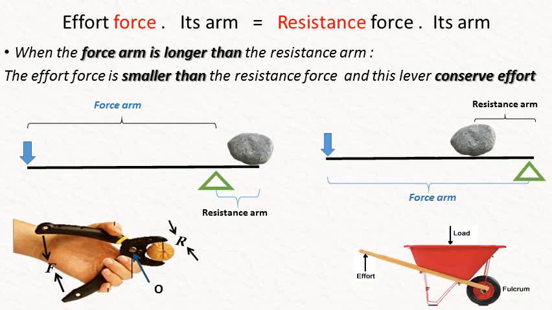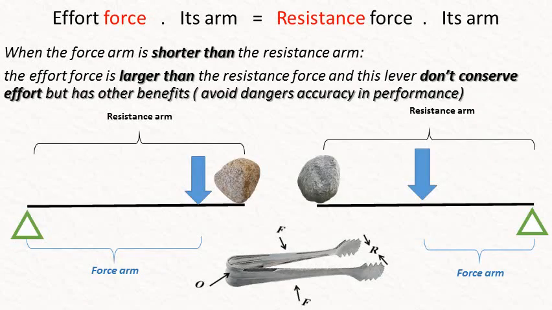Okay, when the force arm is longer than the resistance arm, the effort force is smaller than the resistance force, and this lever conserves effort. For example, a nutcracker. The distance from the effort force to the fulcrum is larger than the distance from the fulcrum to the resistance force, so this lever conserves effort. And in the other one, the wheelbarrow, the distance from the effort force to the fulcrum is larger than the resistance arm. Both conserve effort.